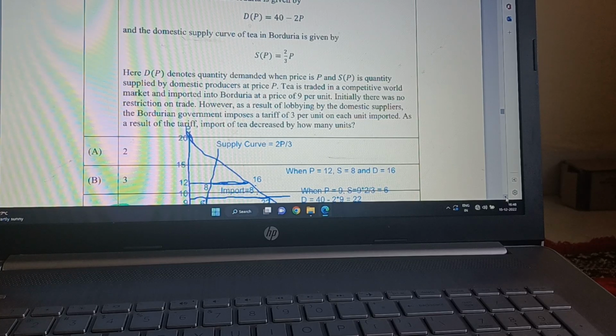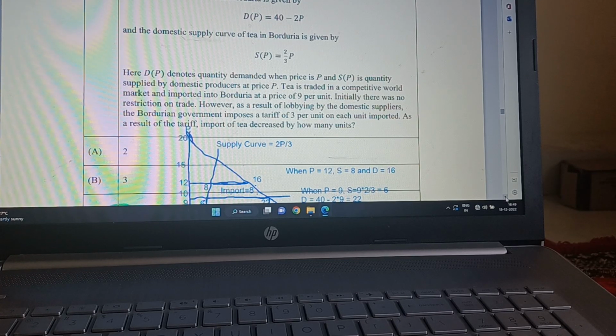Next question is related to demand and supply, and it says the demand curve for tea in Borduria is given by Q = 40 - 2P, and the domestic supply function is given by S(P) = 2P/3. Means if P increases, quantity supplied increases by how much? 2 by 3 units. When P increases by 1 unit, means from 5 to 6, the output would increase from say 4 to 4 and 2 by 3.